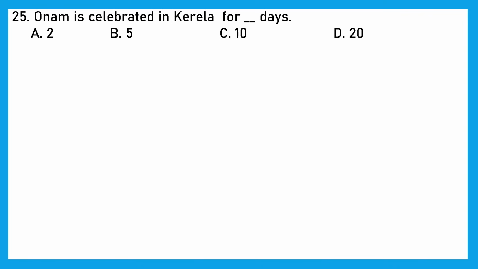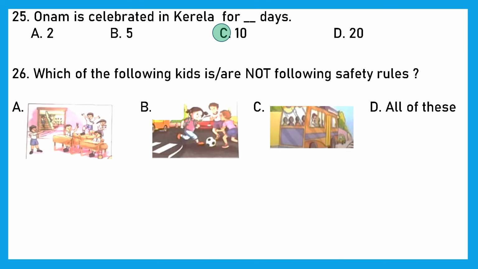Question 25. Onam is celebrated in Kerala for how many days? The right answer is option C, 10. Question 26. Which of the following kids are not following safety rule? Let's see. In option A, picture is of classroom and kids are standing on the desk. It is not correct as per safety. B, again it is not correct because kids are playing on road. C, kids are taking their head and hand out of the moving bus. This is also not good for safety. So all of these are not following safety rules. Option D is the right answer.